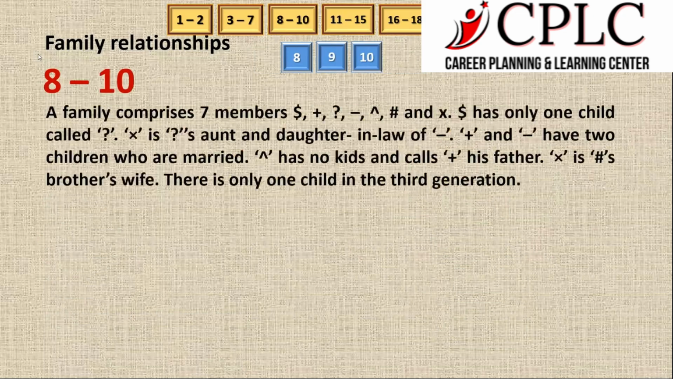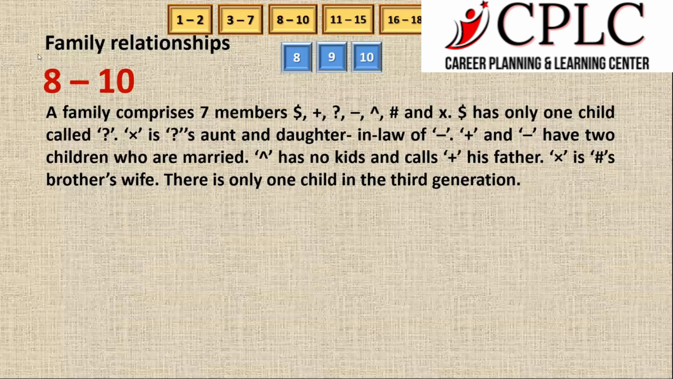Moving to the next set: a family comprises 7 members. So these are the members. Dollar has only one child called question mark. X is question mark's aunt and daughter-in-law of minus. Plus and minus have two children who are married. Upper arrow sign has no kids and calls plus his father. X is hashtag's brother-in-law. X is hashtag's brother's wife. There is only one child in the third generation. So through the last statement, we can say that there are 3 generations.